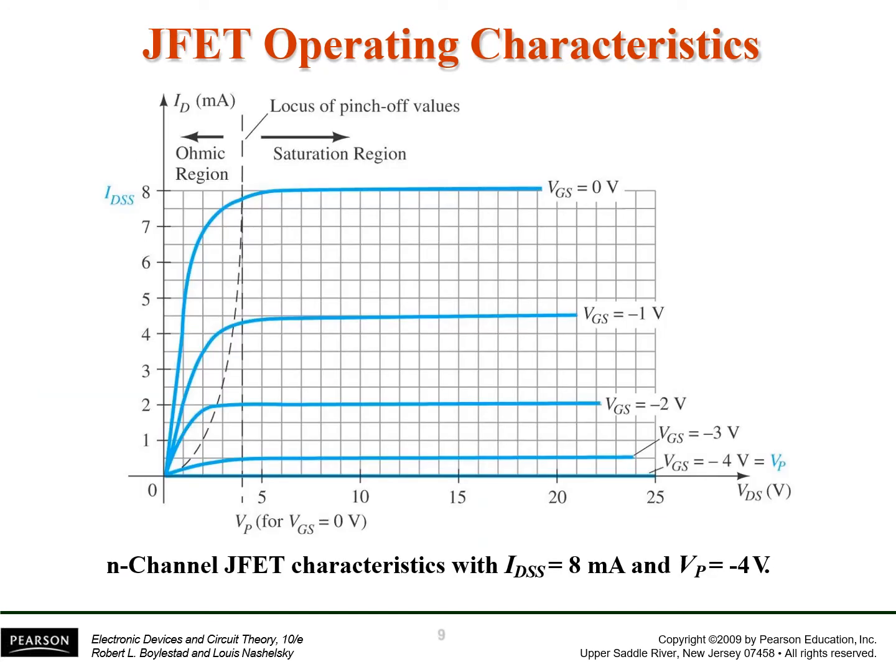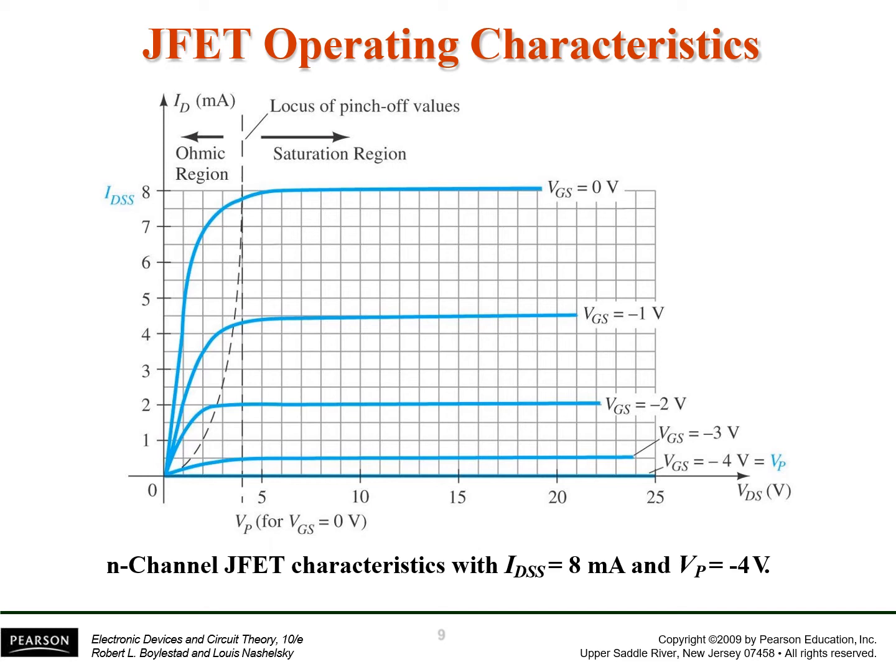Let me remind you that IDSS is the saturation current when VGS is kept at 0, and VP is the voltage between the gate and the source such that the current ID does not increase from 0, whatever the value of VDS is. So these are the two important characteristics of a JFET.